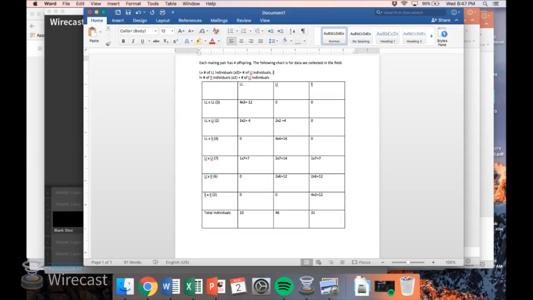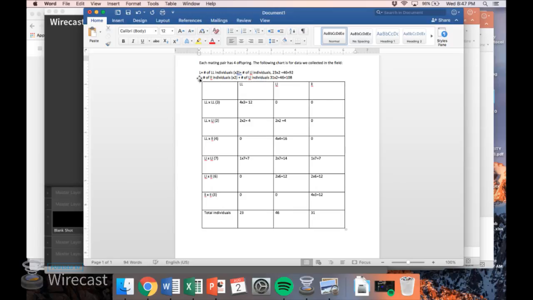Okay. So now I can actually look here. I can see, okay, I have 92 big L's, plus I have 108 little l's, is going to give me 200 total alleles, because that's just the way that the numbers came out. If I give you a different number of mating pairs, you would have ended up with a different number of total alleles. Okay, but I ended up here, if you add 23 and 46 and 31, that gives you 100 individuals. So you have 200 alleles.